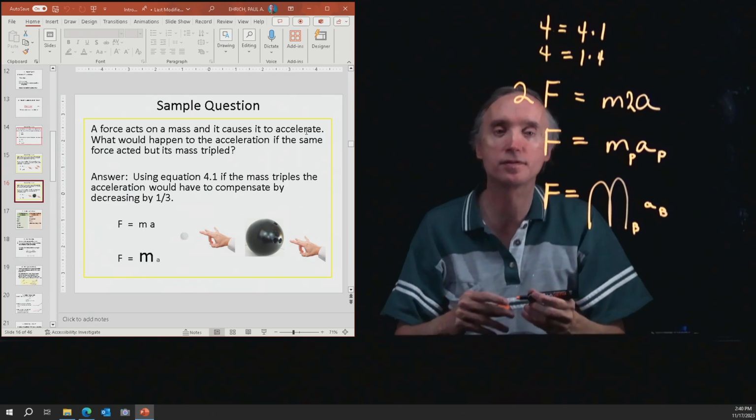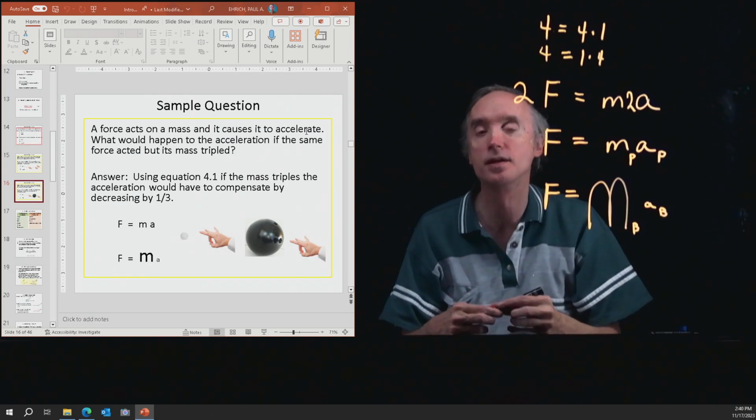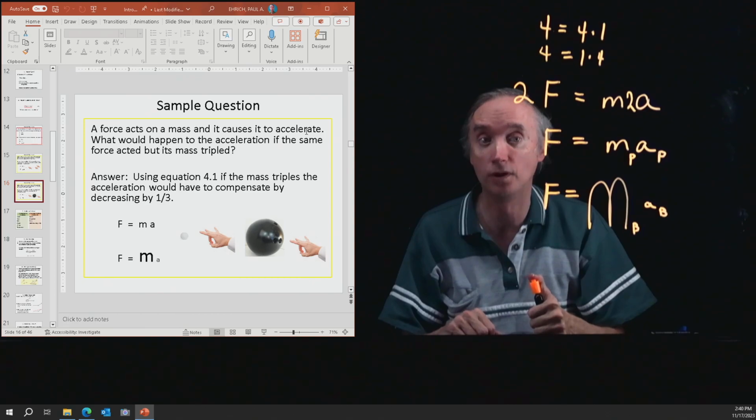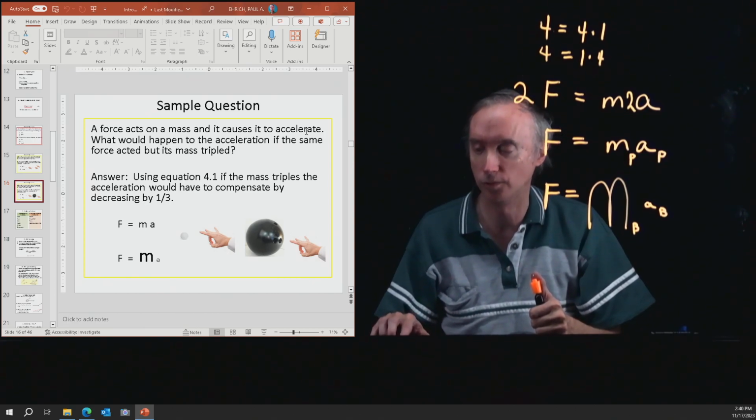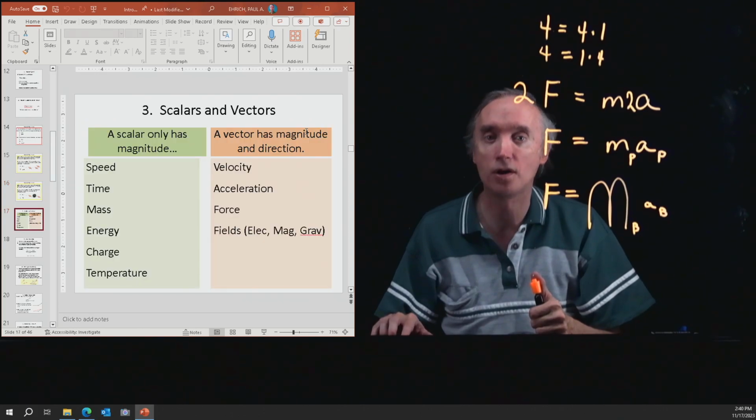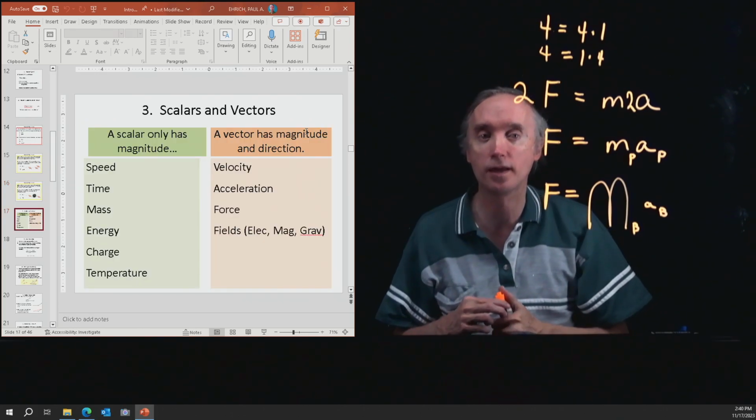So these are some conceptual type questions that you ought to be able to do on the exam. All right, so let's take a break, and when we come back, we will talk about what are scalars and vectors.